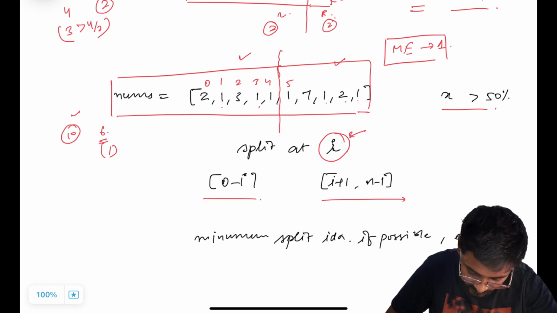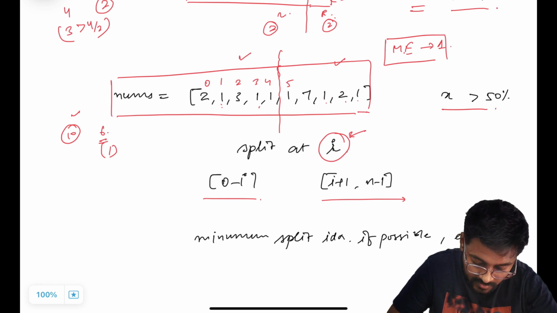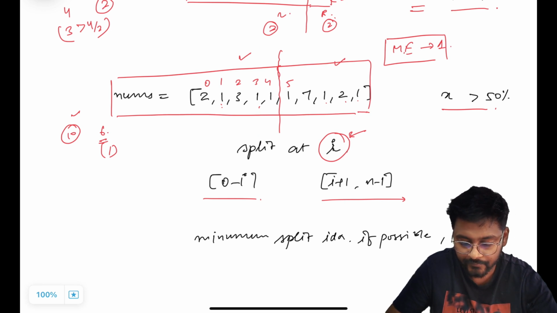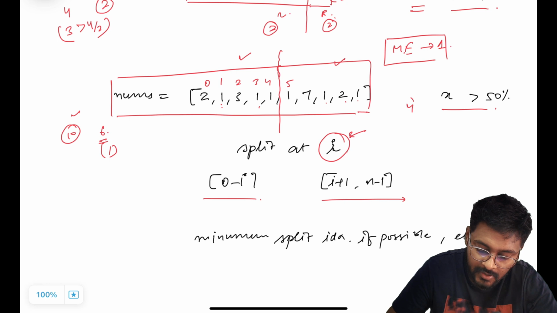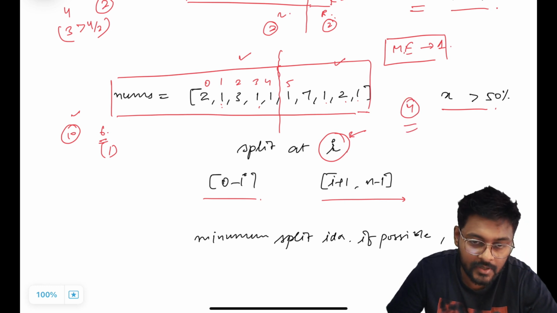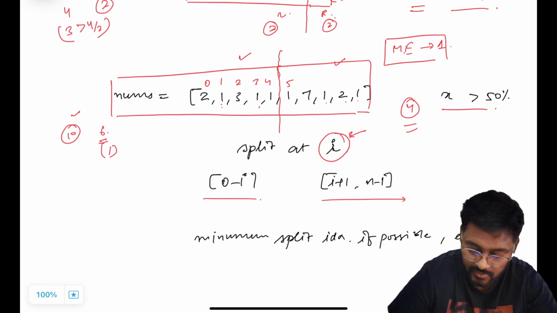Here this split looks valid. If I split after index 4, the left side has 3 elements out of 5 that are 1, so 1 is the majority. And on the right side, 3 elements out of 5, it is also majority 1. If I try to make a split after index 3, in that case on the left side 1 is not a majority element, so this is not a valid split. And in this case, 4 is the first index where I am getting the majority element on both the left portion and the right portion. So it is a valid split.